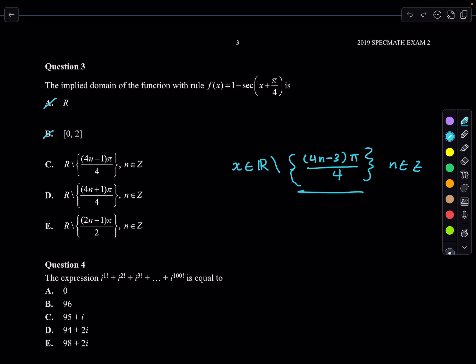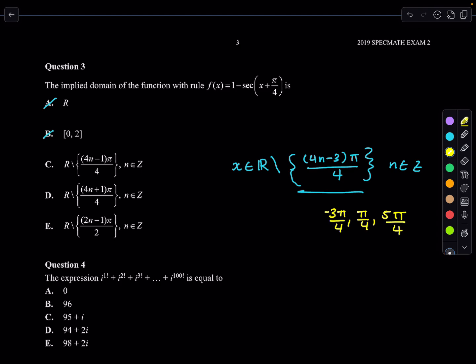One of the best ways that I would do this is to put some values in. For example, if I let n equal 0, what's it going to give me? It will give me negative 3 pi on 4 as one of my values. What other values? If I put 1, it gives me pi on 4. If I put 2, it gives me 5 pi on 4.